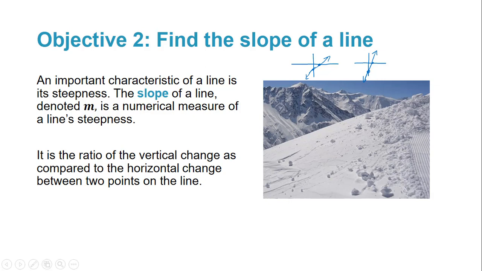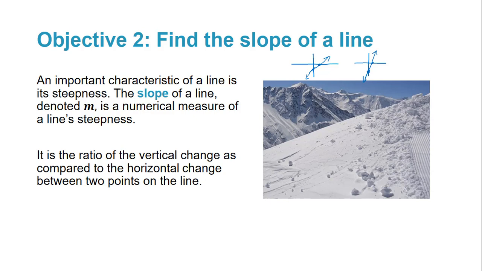So when I look at those two lines, one is more steep than the other. Think about if that line was representing a mountain that I was climbing up, right? The one that is flatter has a lower steepness, but the one that is more vertical has a higher steepness. And so we use this term called slope to denote the steepness of a line.